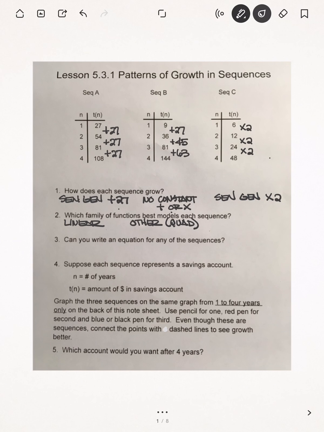Sequence C, which family of functions does that one fall in? Since I am multiplying by a constant of 2, this must be exponential.